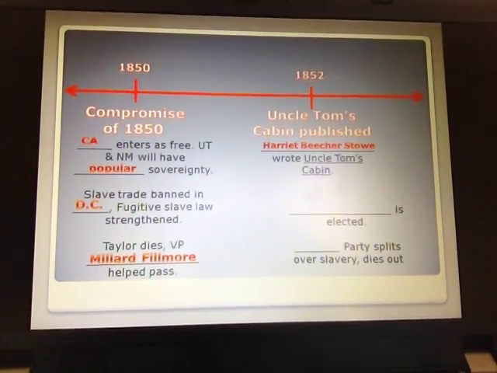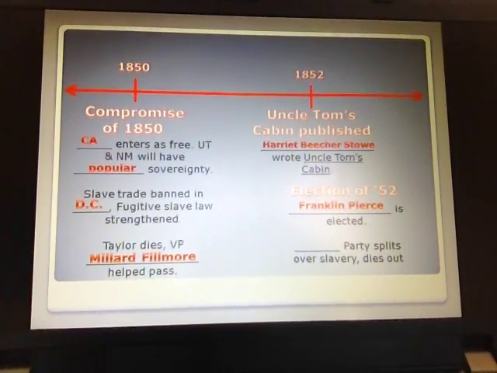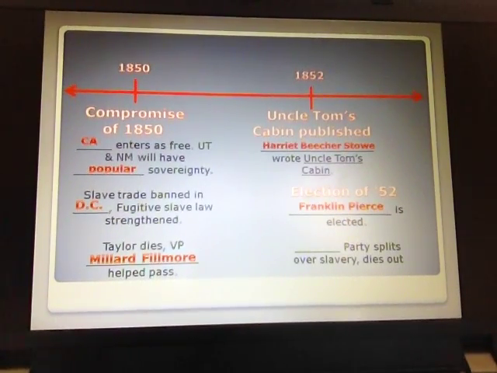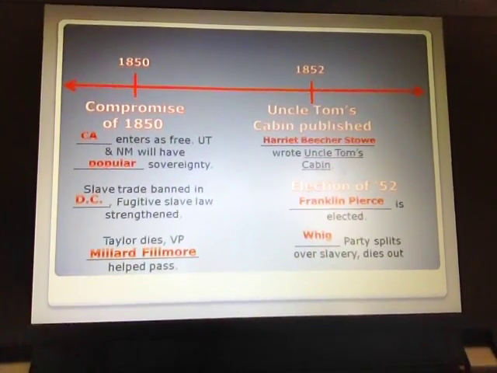Okay. Also in 1852, we have a weak president elected. His name is Franklin Pierce. We'll be watching the president's video on him. And we'll be talking more about this, but the Whig Party is going to split over slavery and die out.